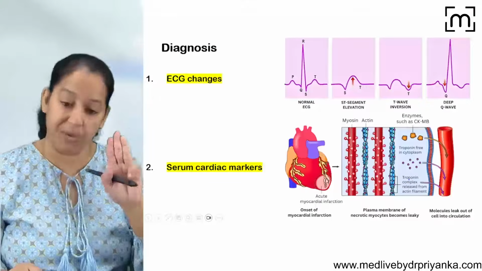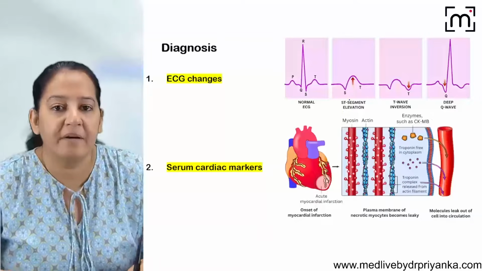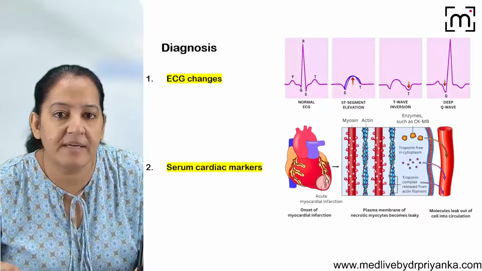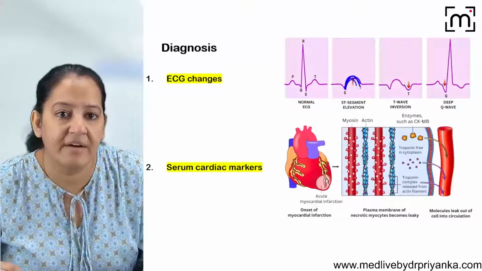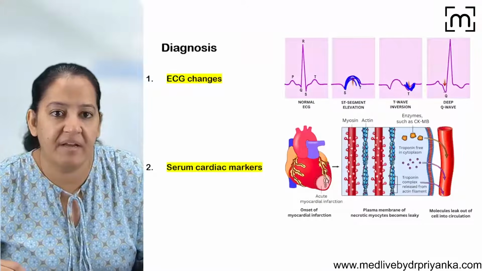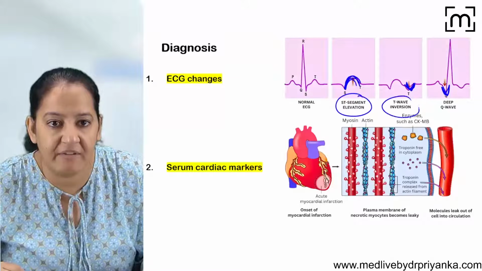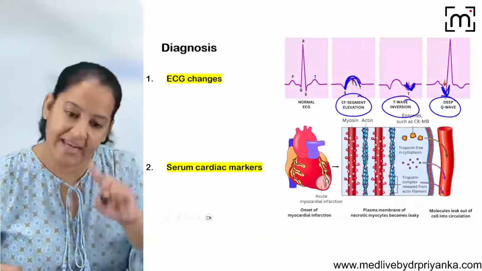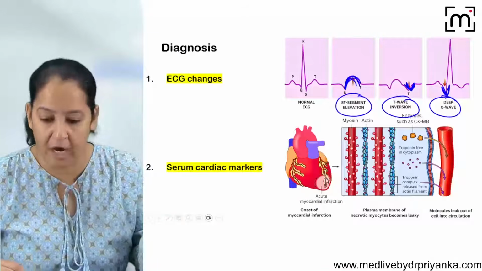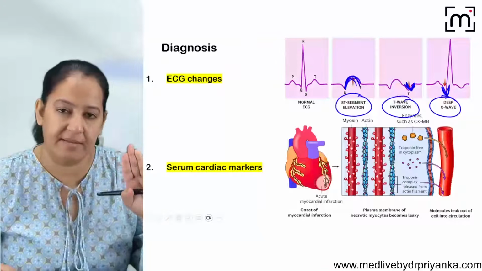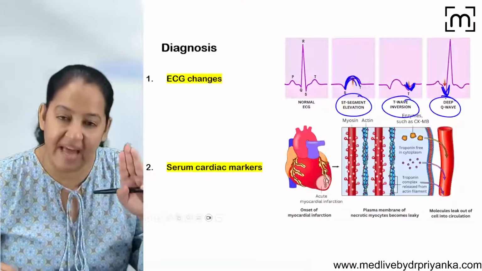In the ECG, 3 things are there. You have to look. Number 1, ST segment elevation. You can see here is ST segment elevation. Here T wave inversion and here deep Q wave. ST elevation, T inversion and deep Q wave. Any of them can be there. It indicates MI along with the symptoms. So 3 things are there. You have to learn 3 ECG changes that indicate MI.